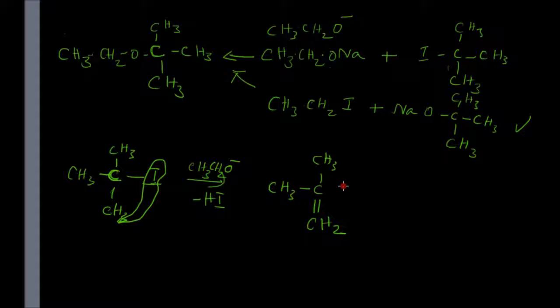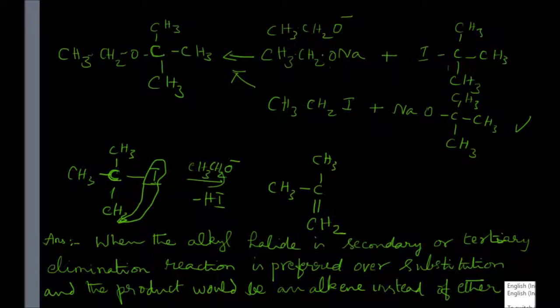I told you all this to make you understand. You need not write everything in the answer. I will show you the brief answer now. When the alkyl halide is secondary or tertiary, elimination reaction is preferred over substitution and the product would be an alkene instead of ether. So this will be a crisp answer for the question. All the rest are only by way of explanation.